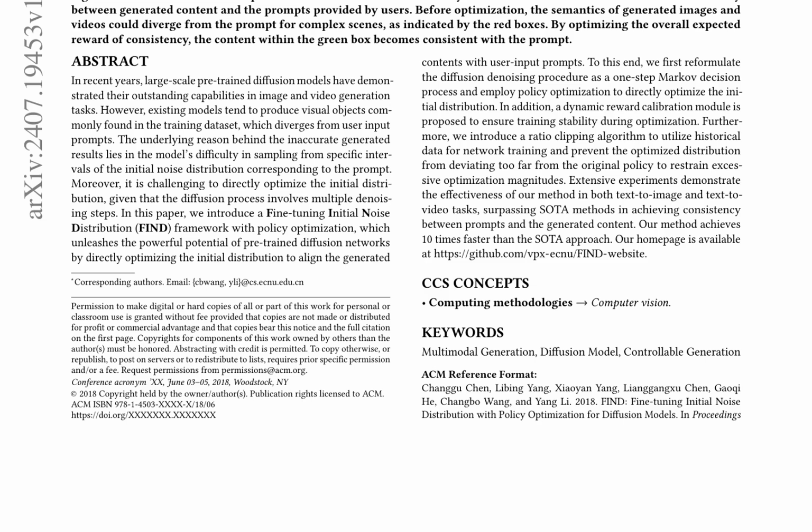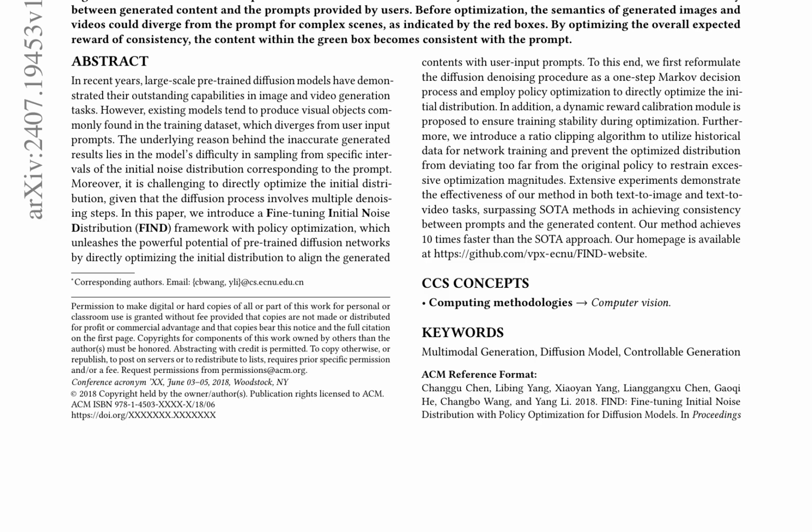guiding the optimization process. Additionally, a ratio clipping algorithm is proposed to reuse historical data and minimize the discrepancy between new and old policies. The paper demonstrates the effectiveness and efficiency of the proposed framework in both text-to-image and text-to-video tasks, surpassing state-of-the-art methods in consistency and speed.